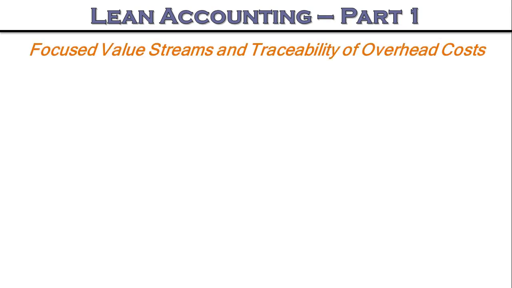Focused value streams and traceability of overhead costs. Costing systems use three methods to assign costs to individual products: direct tracing, driver tracing, and allocation. Of the three methods, the most accurate is direct tracing. Thus, it is preferred over the other two. Assume initially that a value stream is created for each product within a plant.